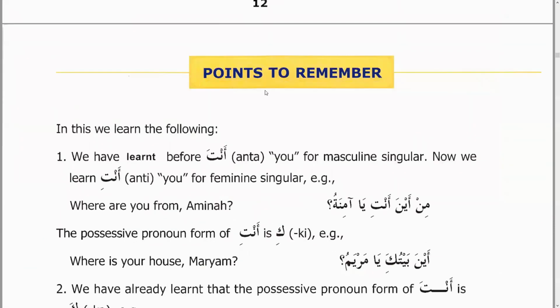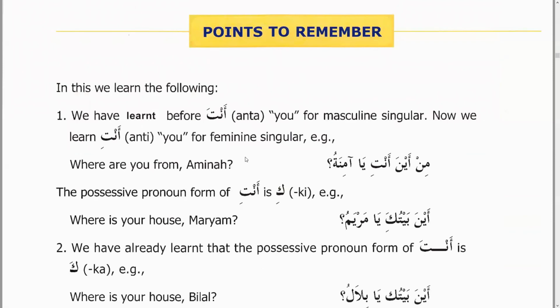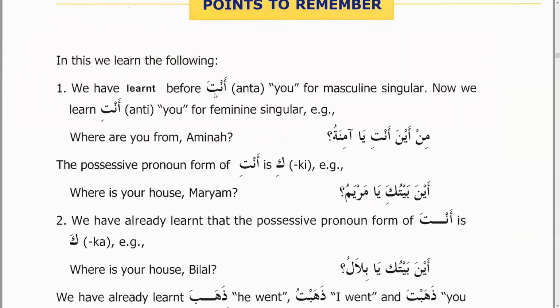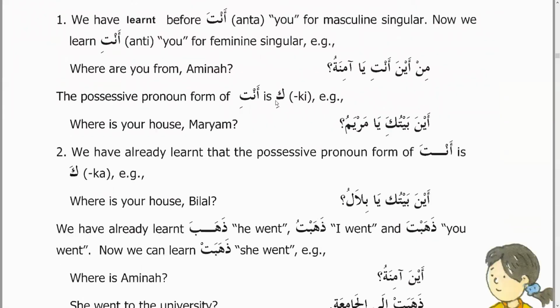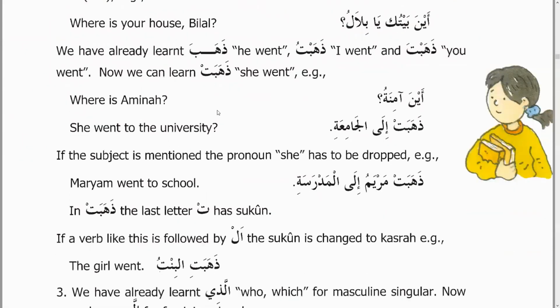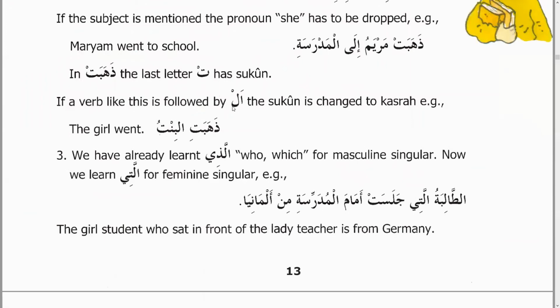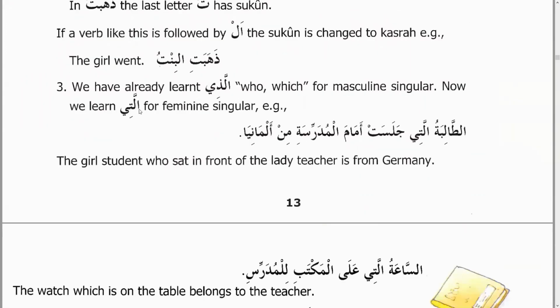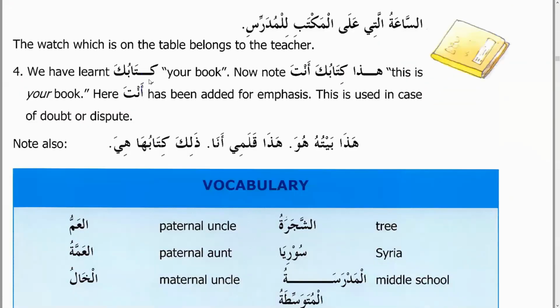So these are some points. Please read these points. Whatever we learned, all the grammar rules are there in this. Anta, now we're learning anti, right? And ka, and we are learning ki. Everything is there in these notes. Alladhi, we are learning allati. And we learn anta. Why did this anta come? Because anta has been added for emphasis.